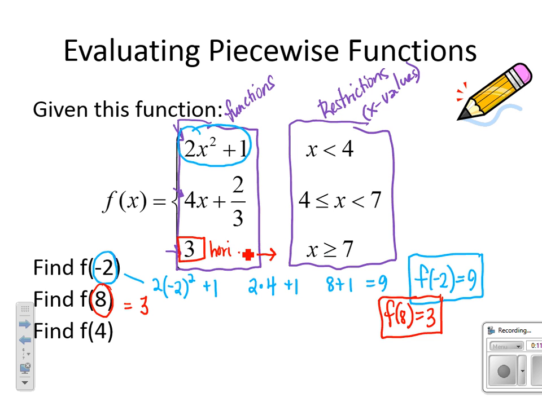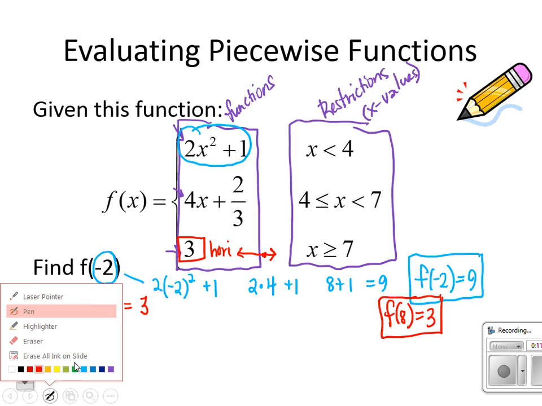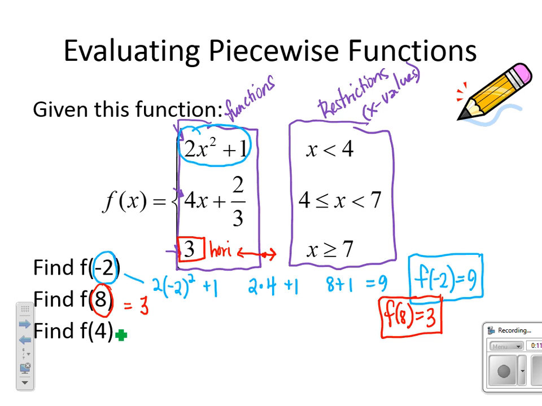So if you have a horizontal line at 3, then 8 comma 3, the y value would be 3. Okay. Then let's take another color here and do 4.